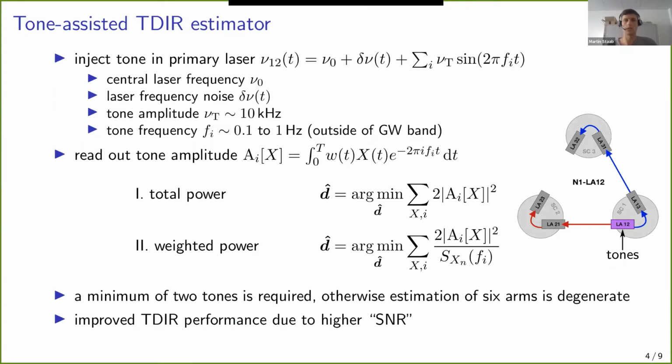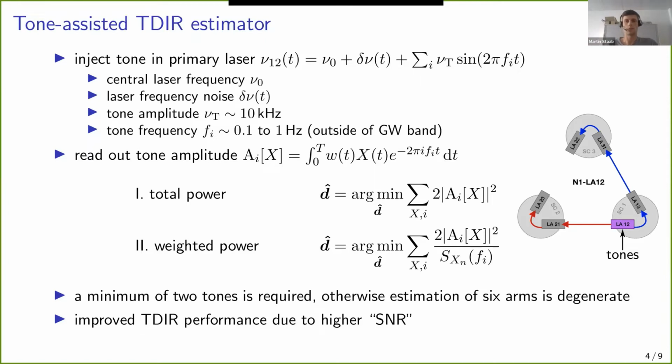So here we're looking at the tone-assisted variant. So an idea was to inject a tone into your primary laser. So we're now in a locked configuration, so we only have one laser frequency noise that we have to cancel, which comes from the primary laser. And we inject a tone to arbitrarily increase the power of laser noise in your measurements. Because higher laser frequency noise means you can estimate your TDI combinations or your arms better.